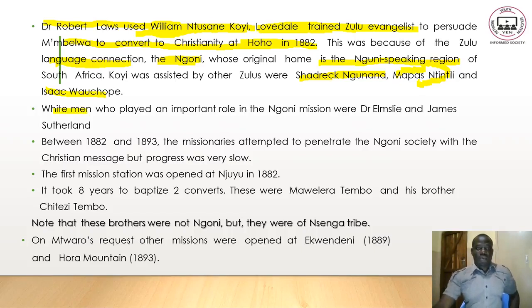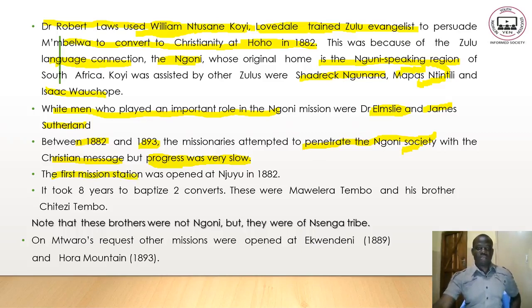So the white man who played an important role in the Ngoni mission was Dr. Emsley and James Sutherland. So James Sutherland and Dr. Emsley, they were the ones who also led that delegation of William Tusane Koi and others to meet again the Ngoni. So between 1882 and 1893, the missionaries attempted to penetrate the Ngoni society with the Christian messages. But the progress itself was very low because the Ngoni themselves, they were deeply rooted into their culture of beer drinking or polygamy. So it was hard for them to leave those things.